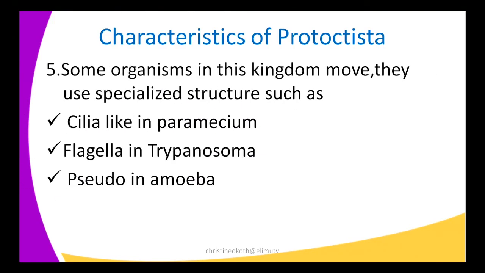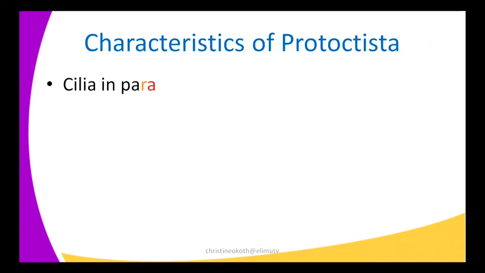The fifth characteristic of Protoctista is in terms of the way they move. Some organisms in this kingdom use specialized structures to move. For example, the Paramecium uses cilia, flagella are used by the Trypanosoma, and pseudopodia are used by the amoeba. We are going to look at an example of each of these structures and how they move.